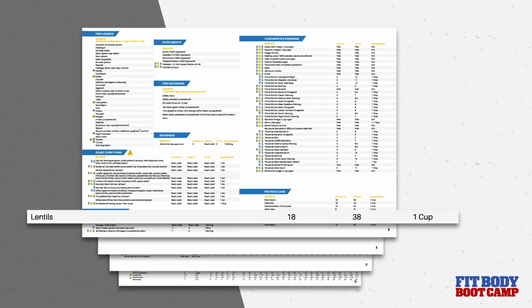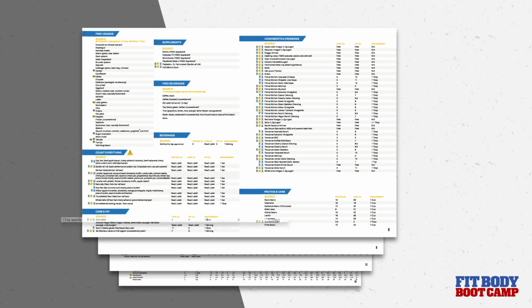Lentils are listed in the protein and carb category, so you'll count the protein and carbs in lentils. Chia seeds are listed in the carb and fat category, so you'll count the carbs and fat in chia seeds. These foods are clearly labeled in the food list, so you never have to guess or calculate anything.